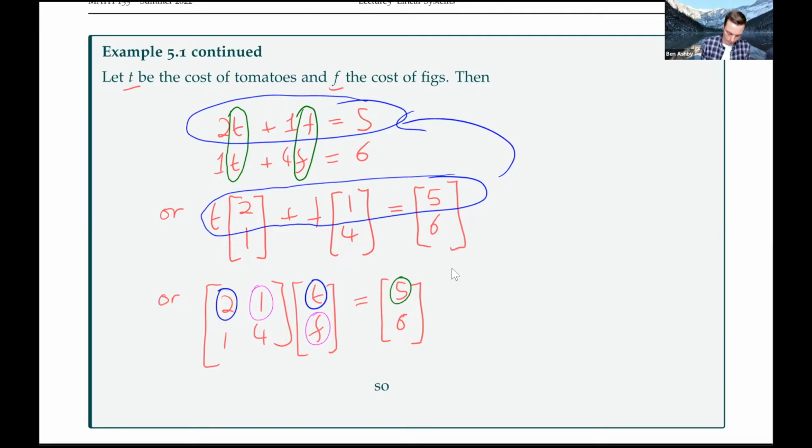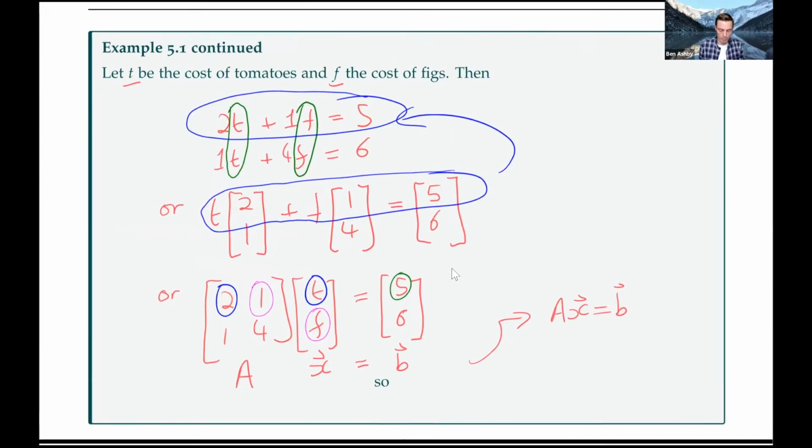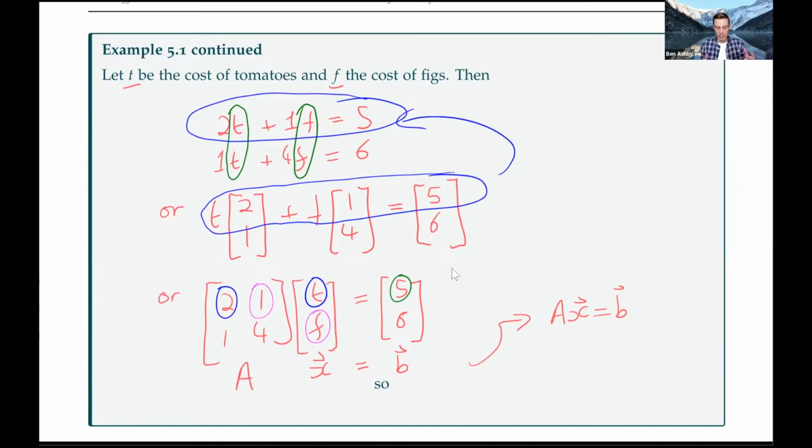a matrix equation. And so if we call this matrix A and this vector here with the T and the F X, and this vector on the right hand side B, then we can write this as AX is equal to B. And that's our matrix equation. So all this is doing is rewriting our linear system of equations into a matrix equation.